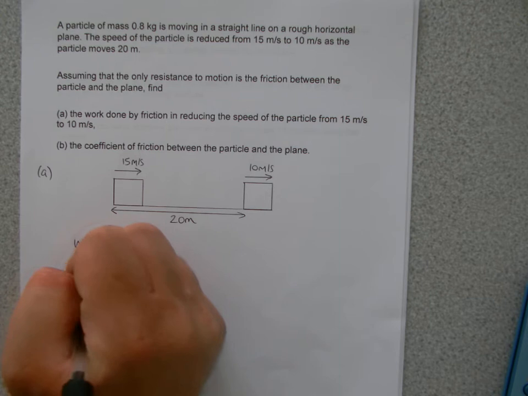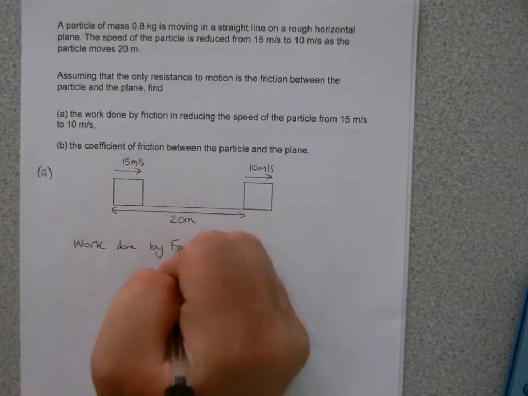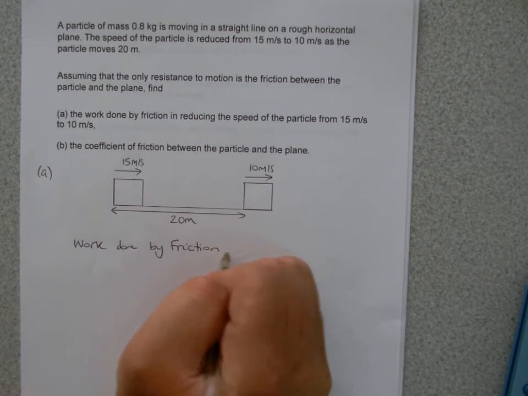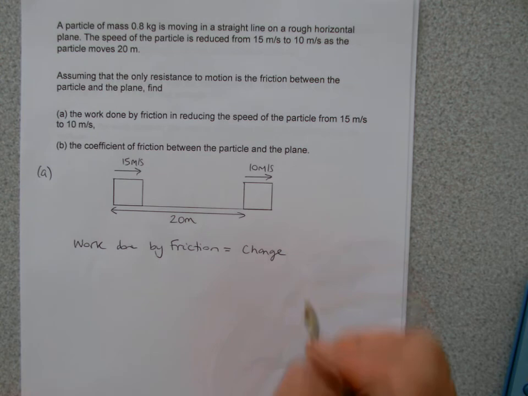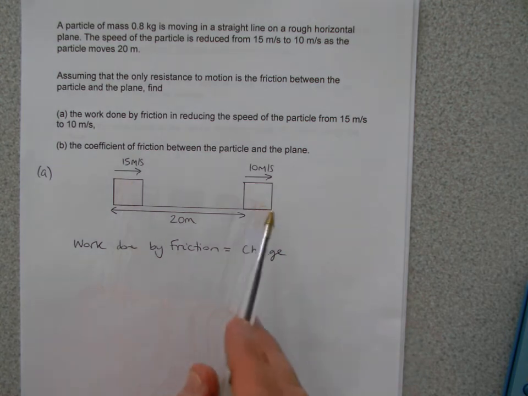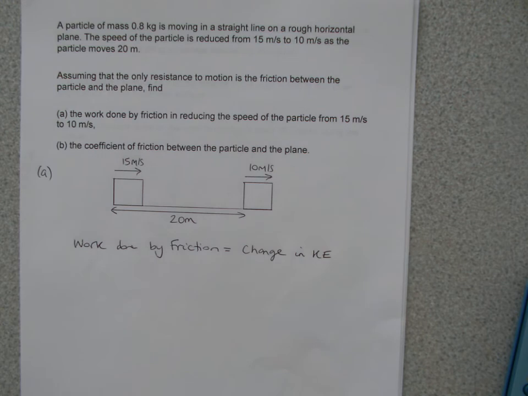We could say, look, the work done by the friction, quite simply, is the change in energy, or the loss in energy even. Now what energy have we lost? Well, we're losing speed, aren't we? So it's lost kinetic energy. So the change in kinetic energy is what we're interested in.